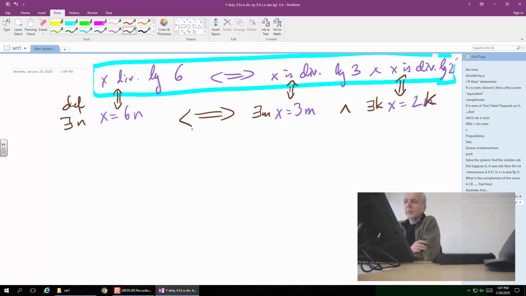But this one is probably okay. So how do you prove it? How do we make this connection?